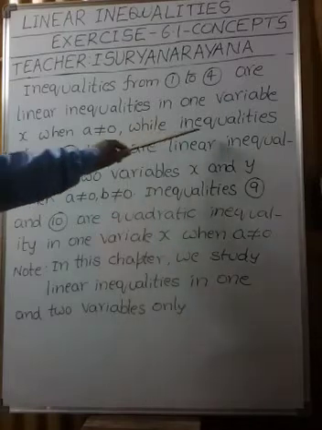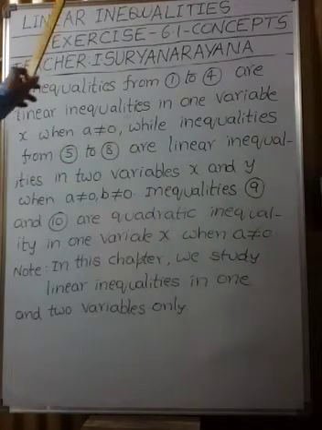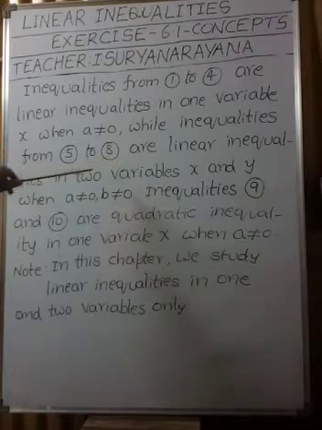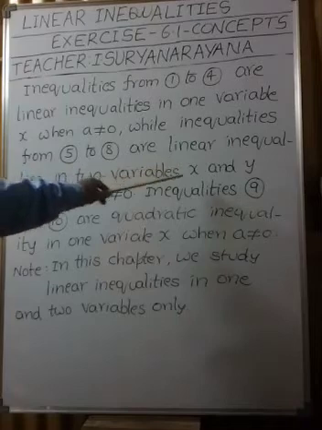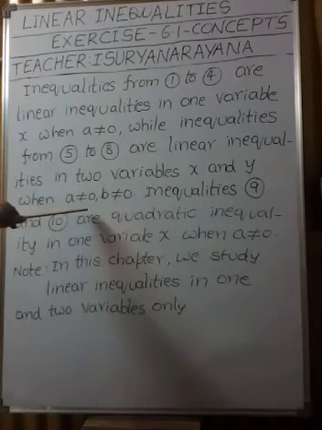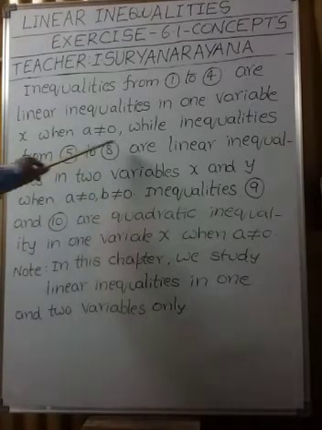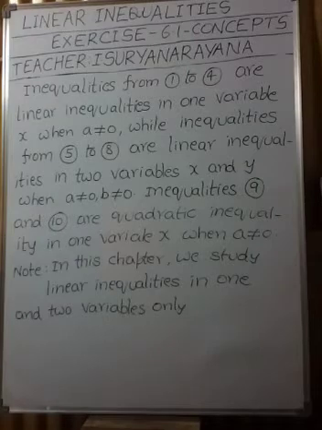Right. While inequalities from 5 to 8 in the above list are linear inequalities in two variables x and y when a is not equal to 0 and b is not equal to 0. Understood this point, my dear children? If you observe the inequalities from fifth to eighth, they are also said to be linear inequalities. Linear means the degree of the variable should be 1.